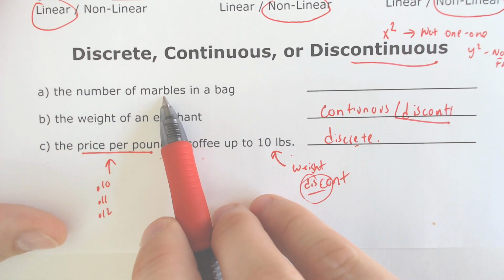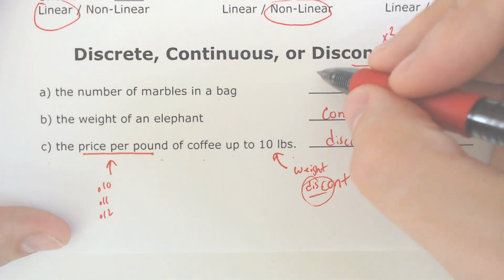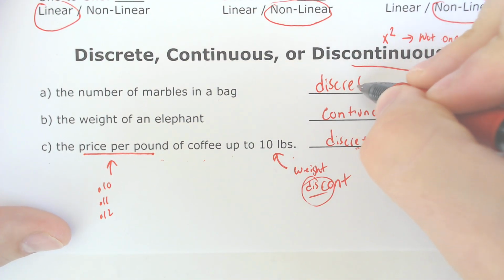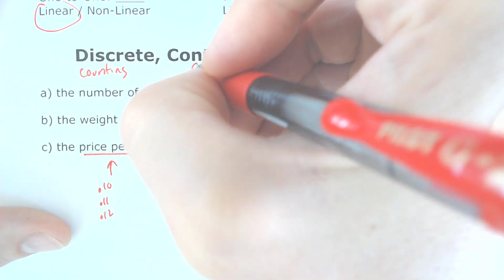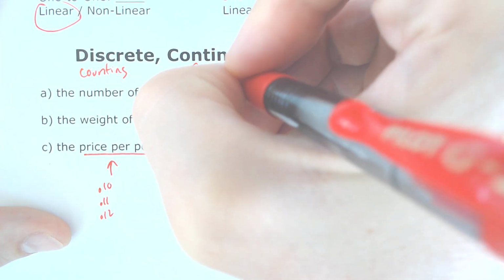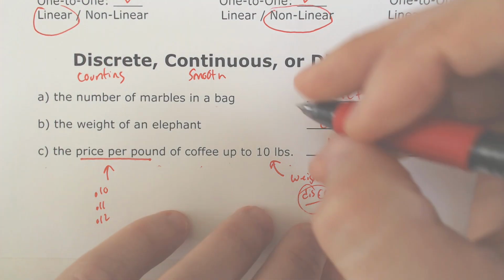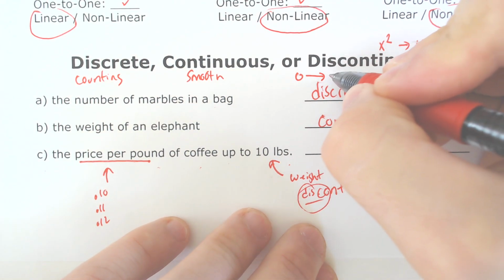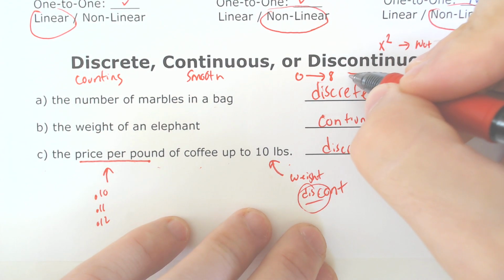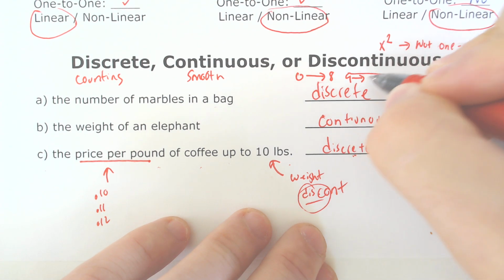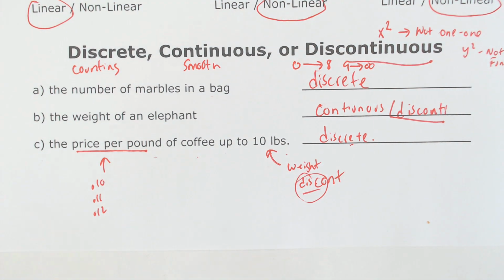The number of marbles in a bag. Well, that one is the definition of discrete. When you are counting, that is discrete. When it is smooth, that is continuous. If it is smooth but jumpy, that is called discontinuous. So if you're like, yeah, we can be any number from here to here, from 0 to 8, but then we can't be 8 to 9, and then we're any number from 9 to infinity, that would be discontinuous.